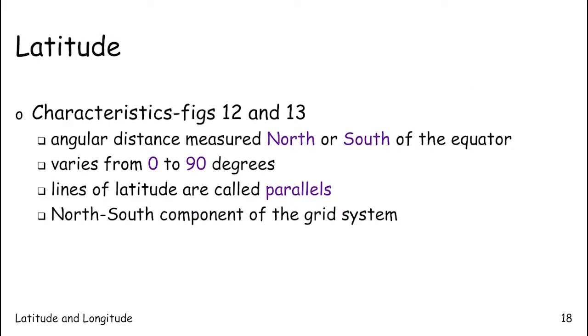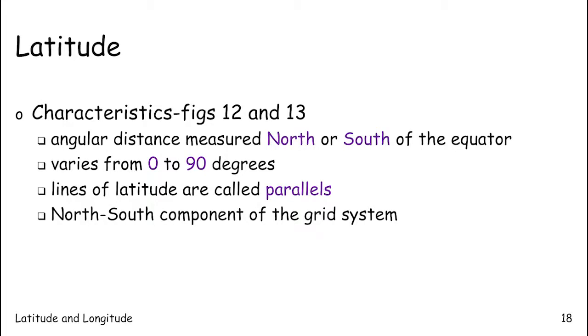So on the next slide, we're going to summarize the characteristics of latitudes. And for this, you can refer to figure 12, which is the one I just projected before, and to figure 13 in your textbook. So latitude can be described as the angular distance, meaning the distance as an angle, so not in miles, but as an angle, north or south of the equator. It varies from 0 to 90 degrees. If I go back to figure 12, you see it starts at 0 at the equator. Once I get to the North Pole, it's 90 degrees.